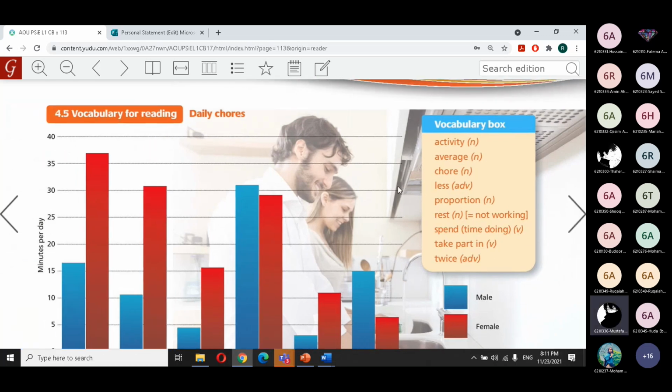Okay, the last point here, look at the vocabulary box. We have activity, average, of course we know average, chore, we said routine work, especially housework. Less, proportion, we said proportion means percentage or part of. Rest, okay, rest means not working, you have a rest. Spend time doing, take care of this.